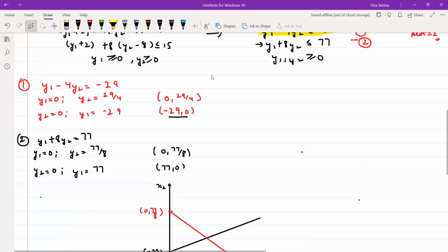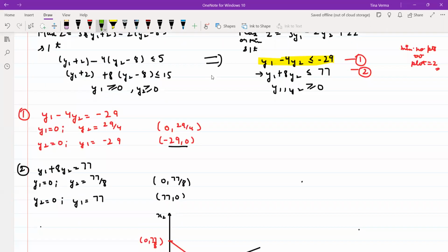Now, suppose the line given to you is 5y1 minus 4y2 less than or equal to 0. If you take y1 as 0, you will always get y2 as 0. And if you take y2 as 0, you will get y1 as 0. That clearly indicates that your line will pass through 0, 0, that means the origin. But don't say this is the only point. Remember that this is my line. So this is the one point which you got, that your line will pass through the origin.